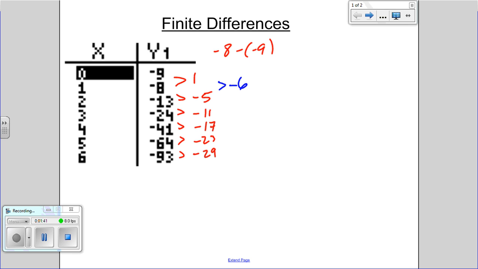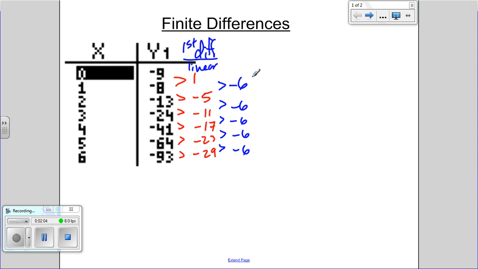I get a difference of negative 6, negative 6, negative 6, negative 6, and negative 6. And that's what we're looking for. We want our differences to be the same. Now, to generalize this, if you get the same differences in the first difference, that should be pretty obvious, your equation is linear, because you're just adding the same thing. Now, if they're the same in the second difference, then the type of function you're dealing with is quadratic.